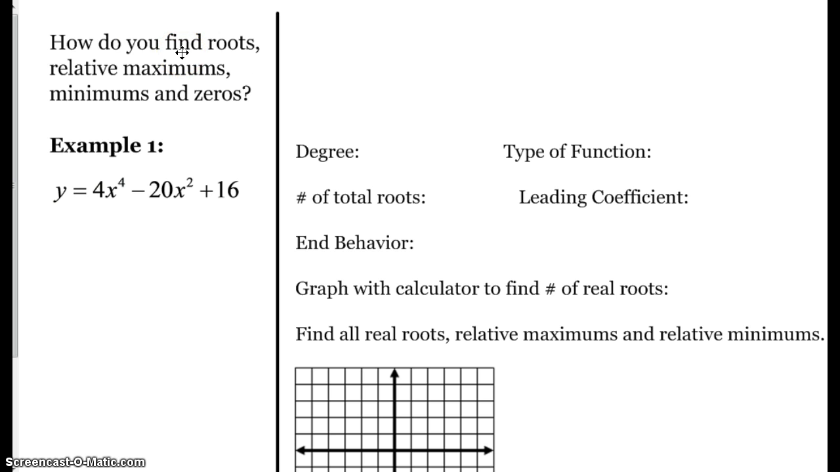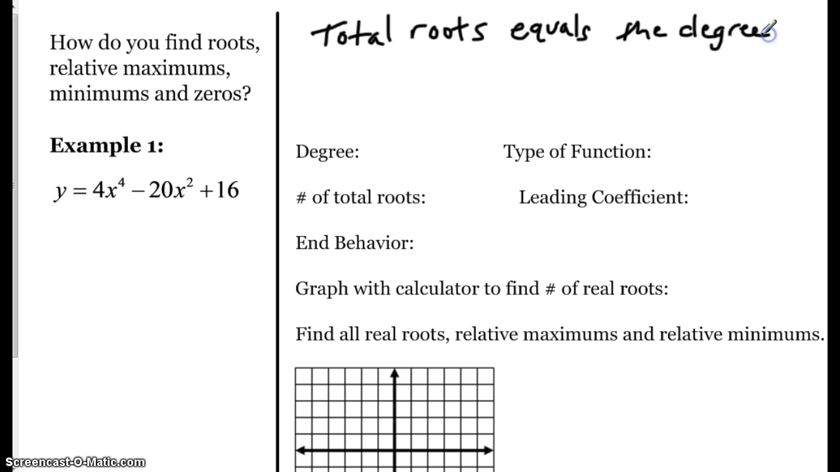And right away, there's a question for us to answer, and it says, how do you find roots, relative maximum, minimums, and zeros? And the first thing is you're going to be finding roots by realizing what we learned in class last time, that the total roots is equal to the degree. Okay, so that definition is the first thing.